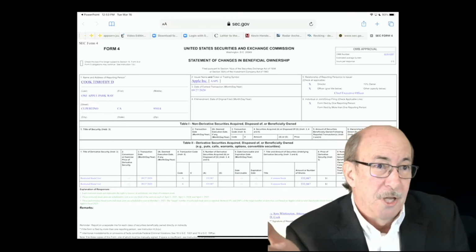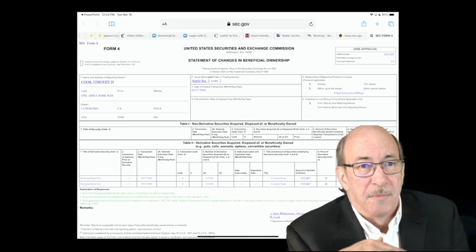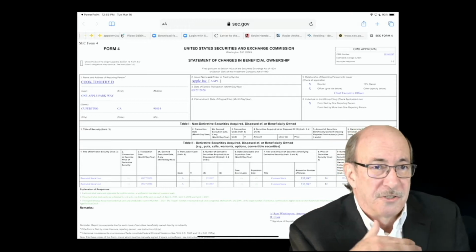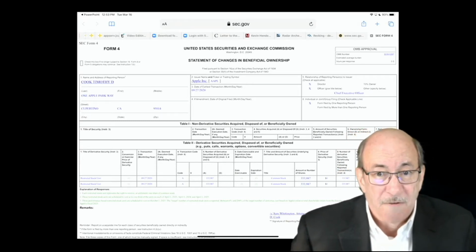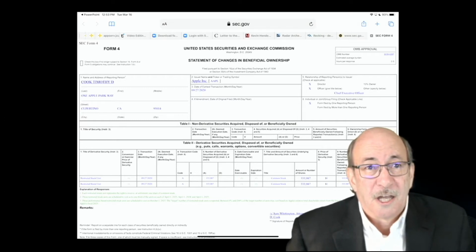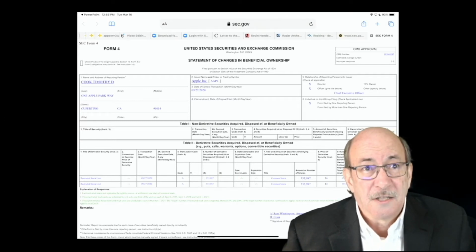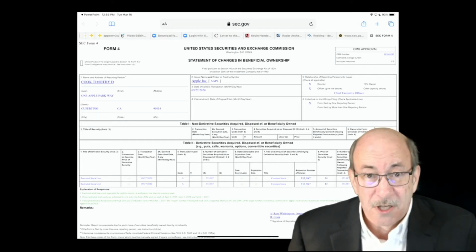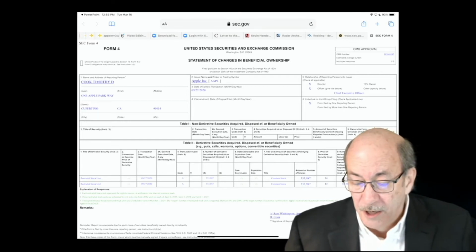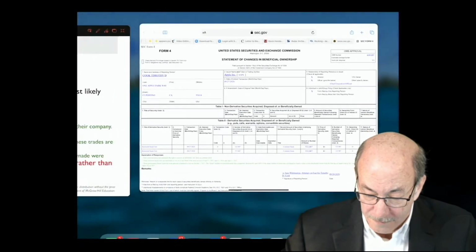He could hold them, or he could actually sell them and buy other shares, or you could just sell them for cash. But these forms get filed all the time, and you can go to the SEC's EDGAR site, the Electronic Data Gathering and Retrieval database that they support, and find all of these forms.